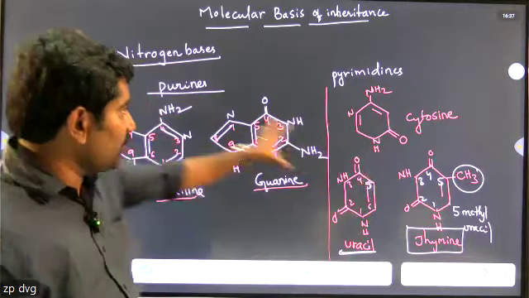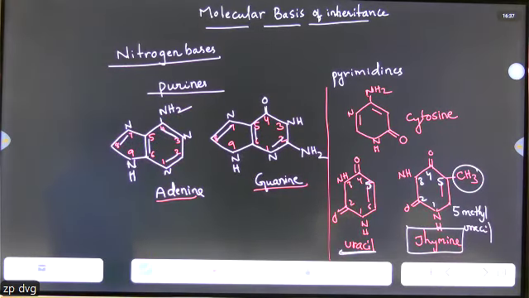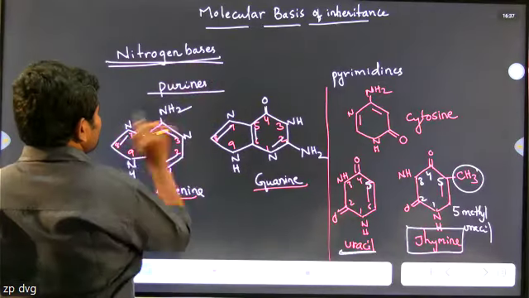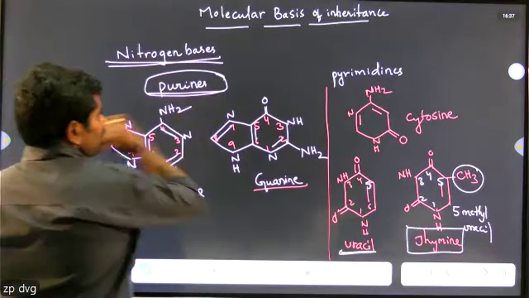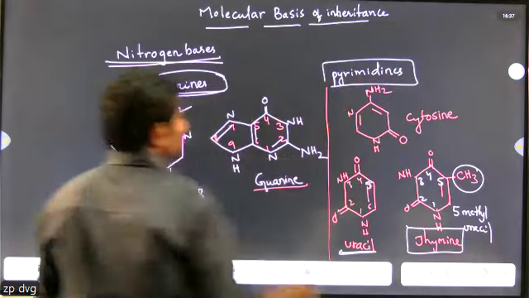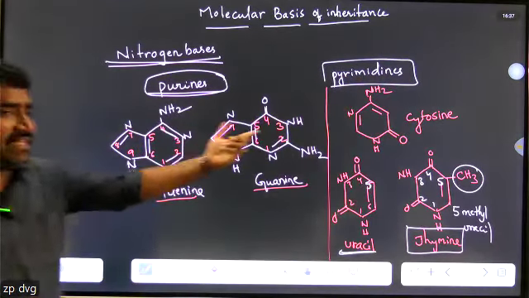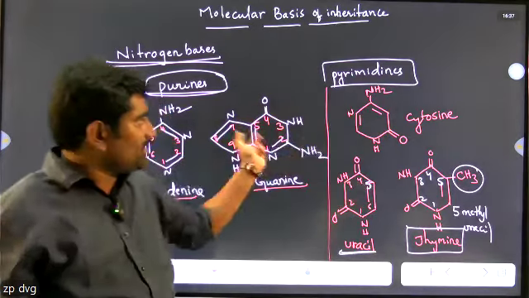That is the concept of purines and pyrimidines. These are the nitrogen bases. Purines are double ring structures and pyrimidines are single ring structures. These two are purines, and these three are pyrimidines.